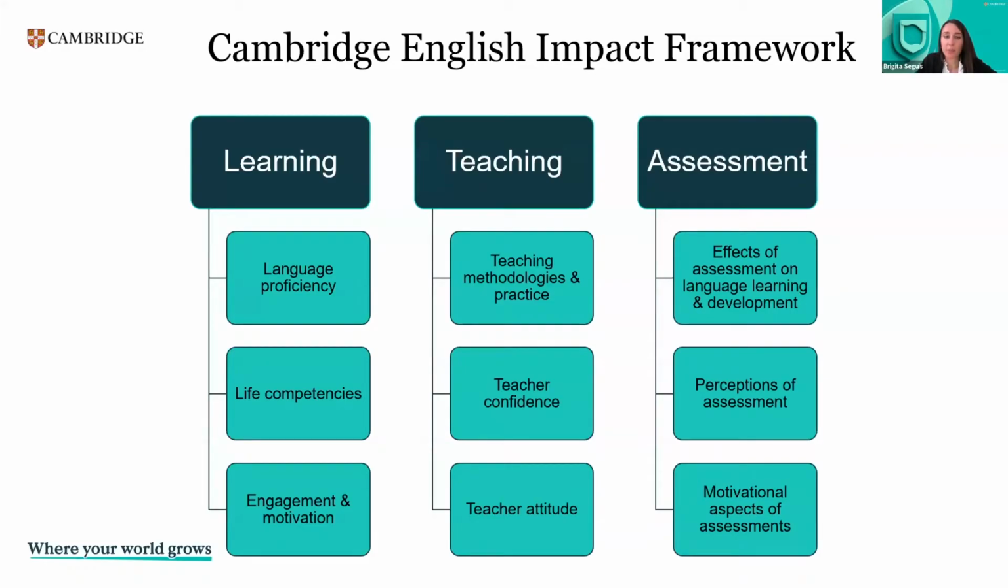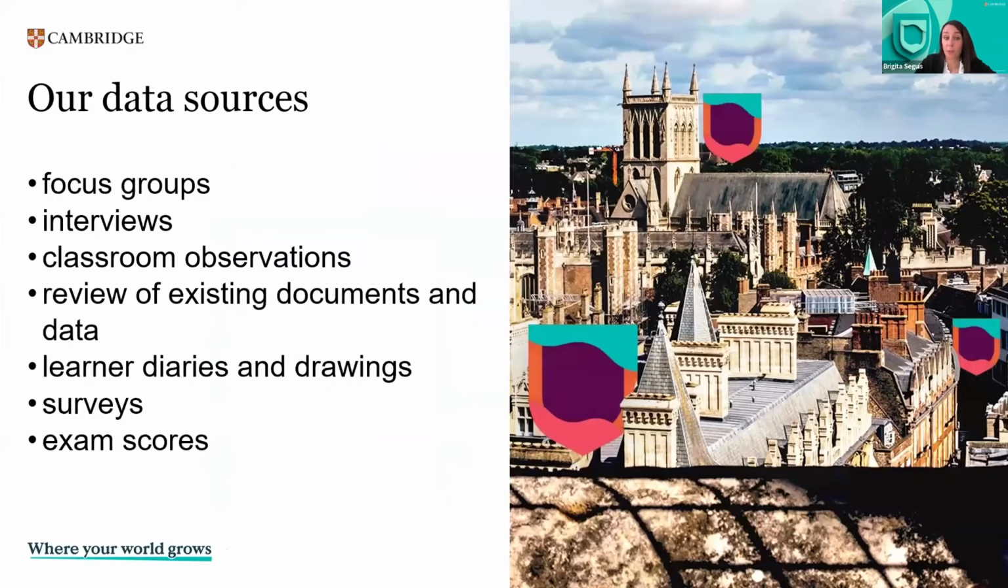So this brings me to my next slide, which is all about our data sources: how and where we collect our impact data from. Some of the things that we do include focus groups and interviews. Focus groups would normally include 2 or 3 participants. They could be teachers, parents, students, school principals, coordinators. If it's one-on-one, then we would conduct an interview.